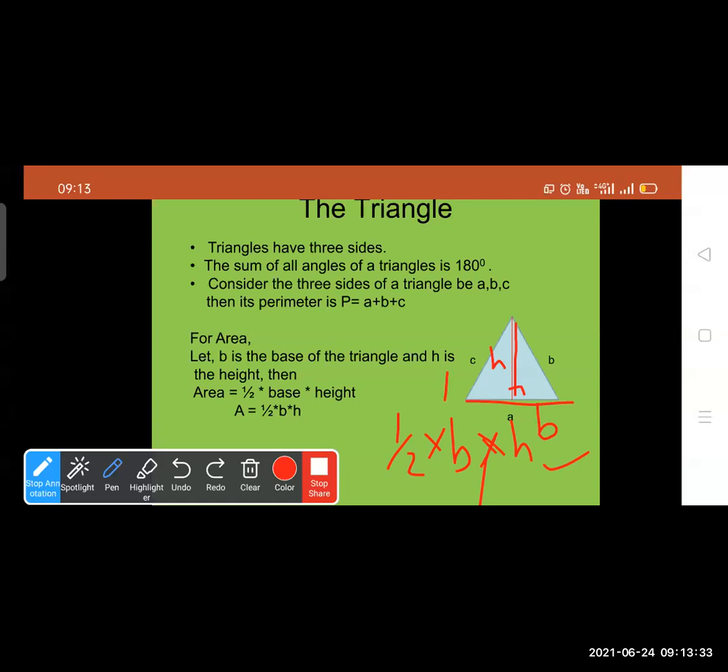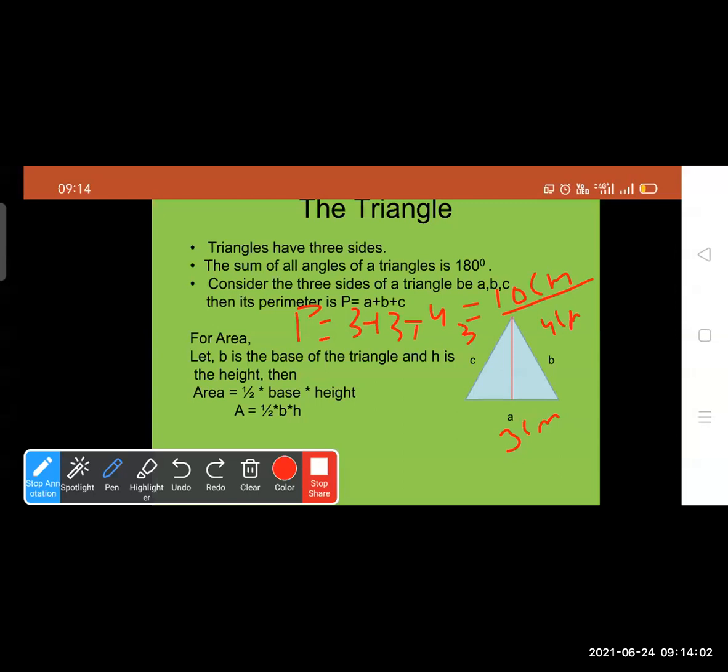For example, its values are A is equal to 3 centimeter, B is equal to 4 centimeter, and C is equal to again 3 centimeter. So perimeter is equal to, add all these, 3 plus 3 plus 4. The unit is common, that is centimeter. So 3 plus 3 is 6, plus 4 is equal to 10 centimeters. So here we get 10 centimeters.